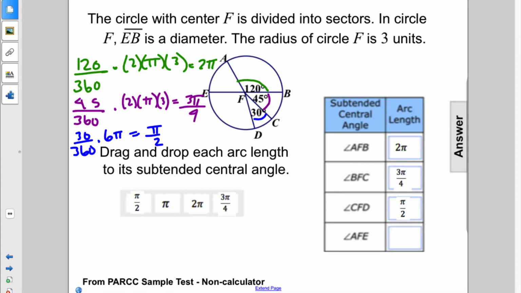And then finally, we have angle AFE, this angle here. Well, to figure out what this angle is, remember EB is a diameter, and this angle here is 120. So this angle plus this angle equals 180, making this angle 60, since these are supplementary angles. So we have 60 over 360 times 6 pi gives us pi. So we'll drag pi over, and there we go.